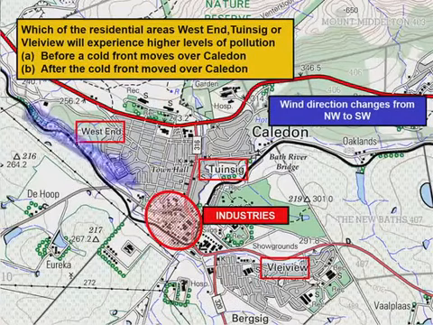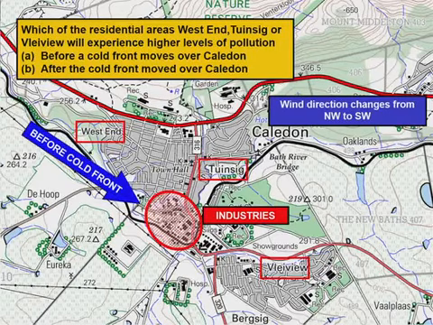In other words, that is before the cold front moves over the area. If this is before the cold front moves over, then it means that Vleyview, you see, here's an industrial area. So that's the wind direction. Remember, the wind direction is always given from where the wind blows, not in the direction. Okay, so this means Vleyview will experience higher levels of pollution.